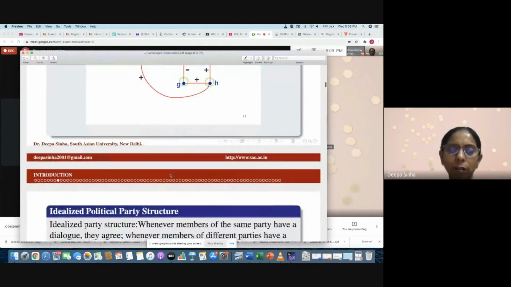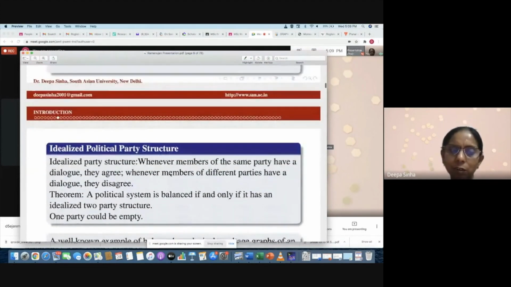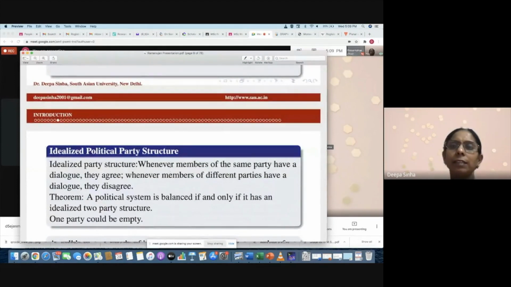Okay, so this has a wide application. Like it can be used in an idealized party structure. When the members of the same party have a dialogue, they tend to agree with each other. But when the members of different parties have a dialogue, they disagree. So there can be a theorem that a political system is balanced if and only if it has only an idealized two party structure.